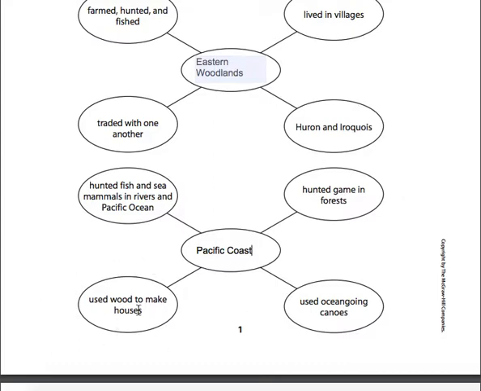Because they're in a plentiful forest area, they used wood as one of the major resources for houses and canoes.